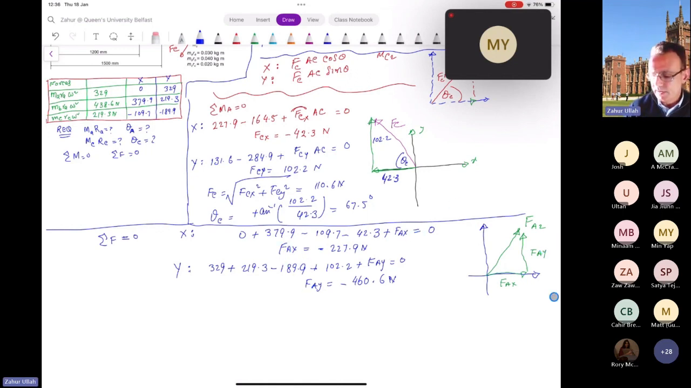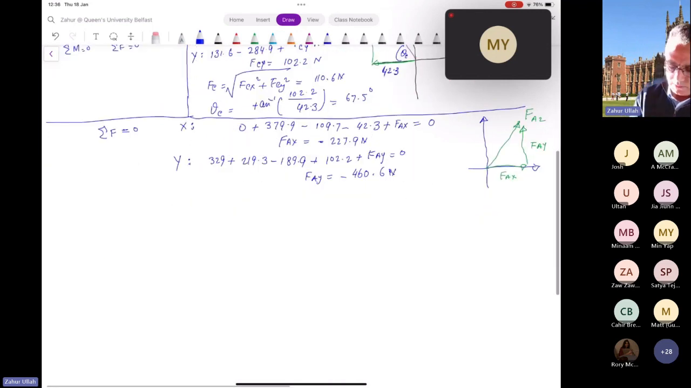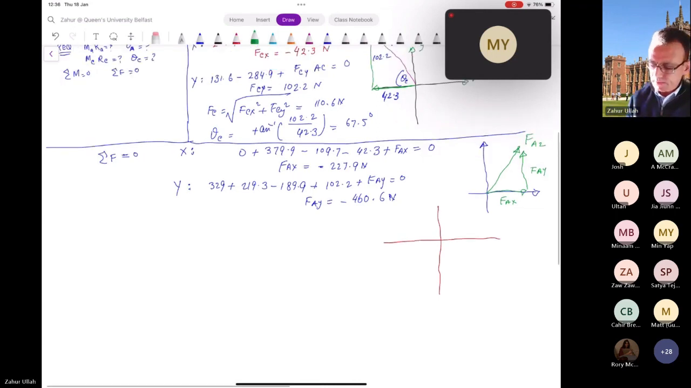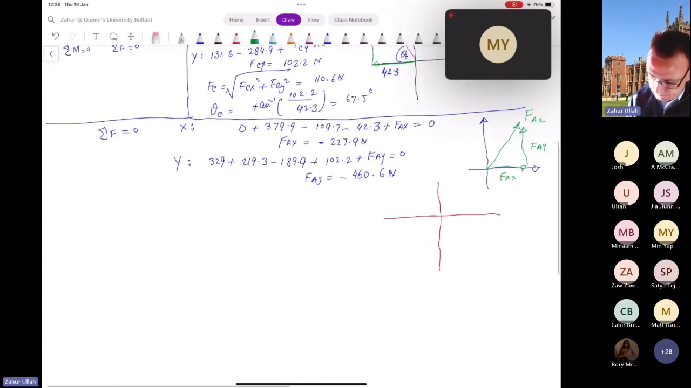And now you can see that you calculated FAX and FAY. Initially our assumption was that this is positive and this is positive. But after the calculation, this is negative and this is negative. So this means that both assumptions were wrong. So now you can draw the updated diagram. The X component is 227.9, and the Y is also negative, so it should be somewhere here.